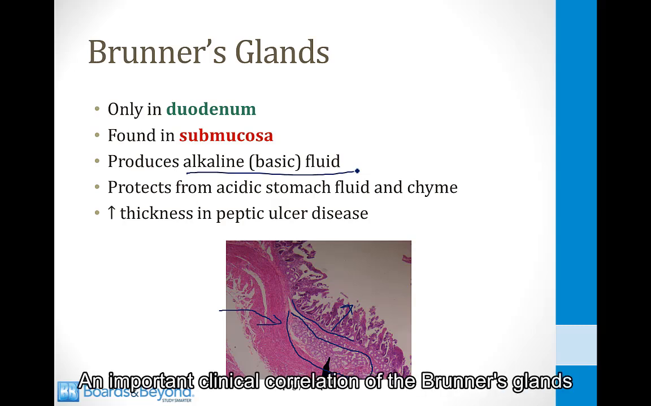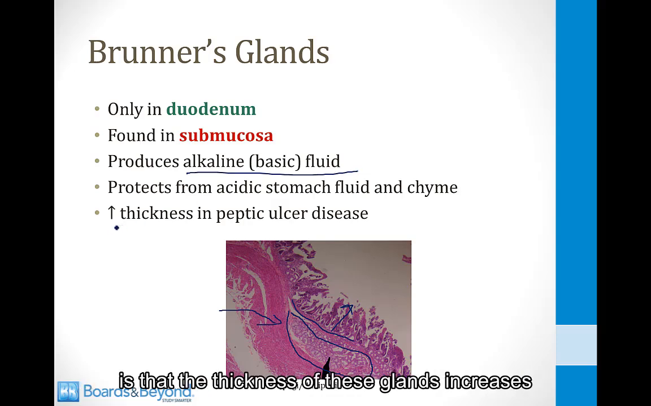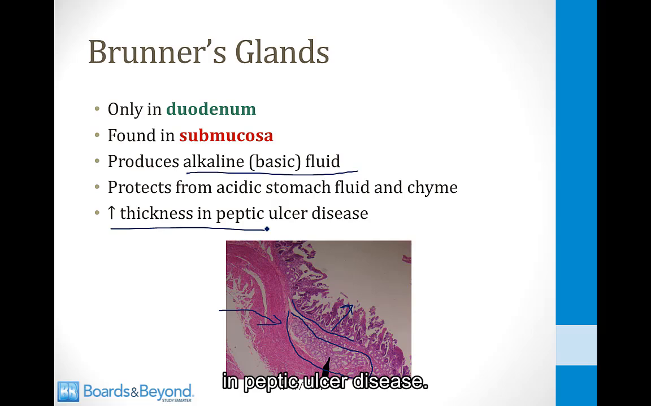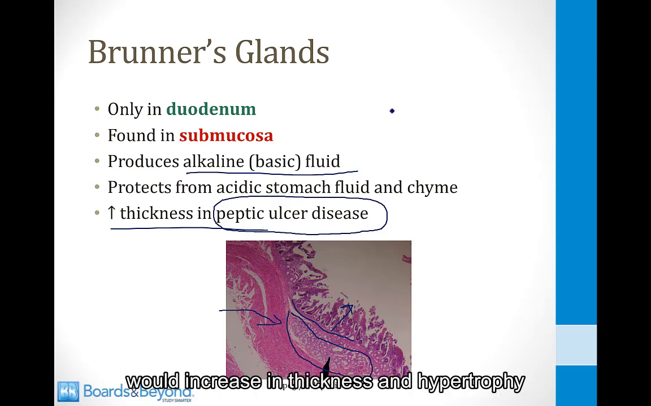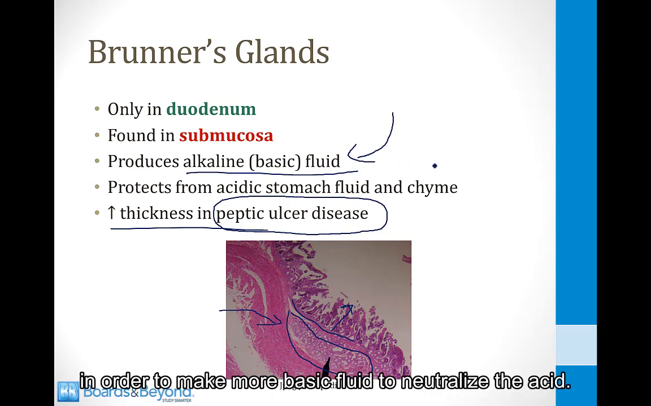An important clinical correlation of the Brunner's glands is that the thickness of these glands increases in peptic ulcer disease. Peptic ulcer disease occurs when patients are exposed to excessive acid, so it makes sense that these Brunner's glands would increase in thickness and hypertrophy in order to make more basic fluid to neutralize the acid.